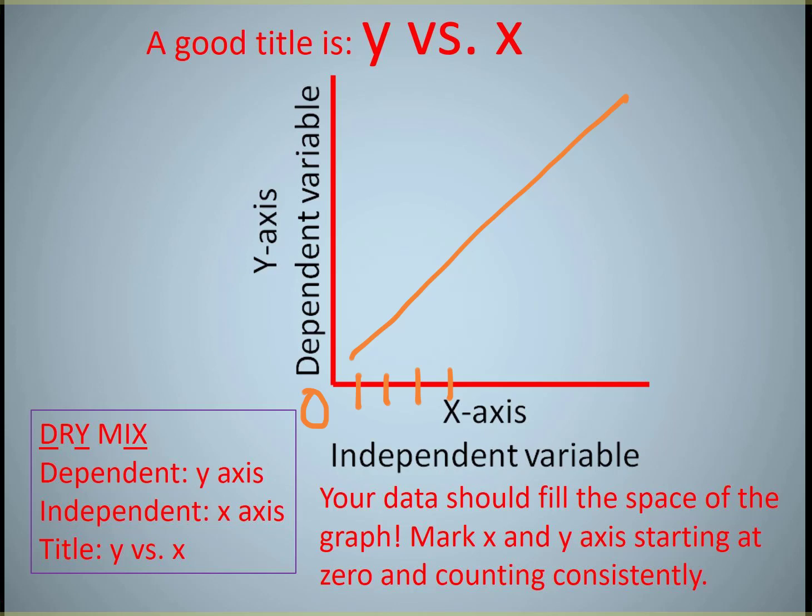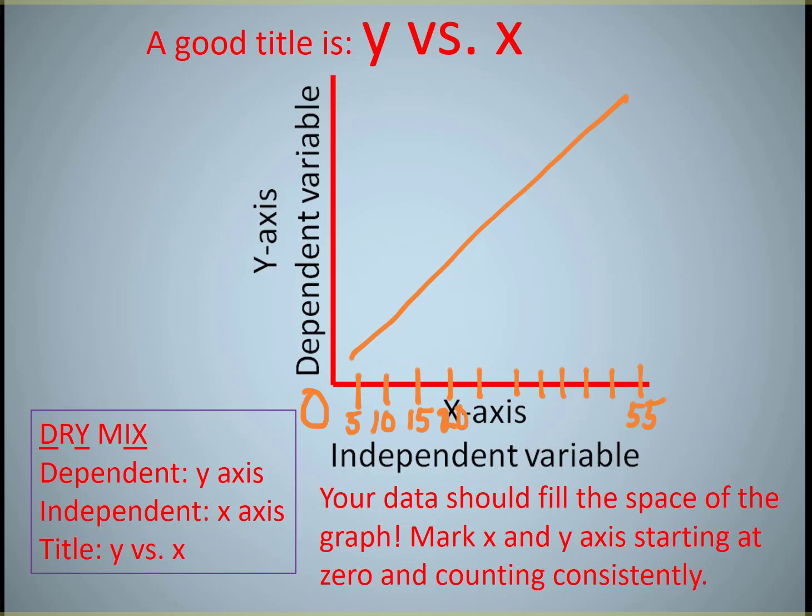You could mark and count by fives. So maybe I'm going to count by fives: 5, 10, 15, 20, etc. But you want to count consistently. So a piece of graph paper is very helpful just to help you mark the marks consistently.